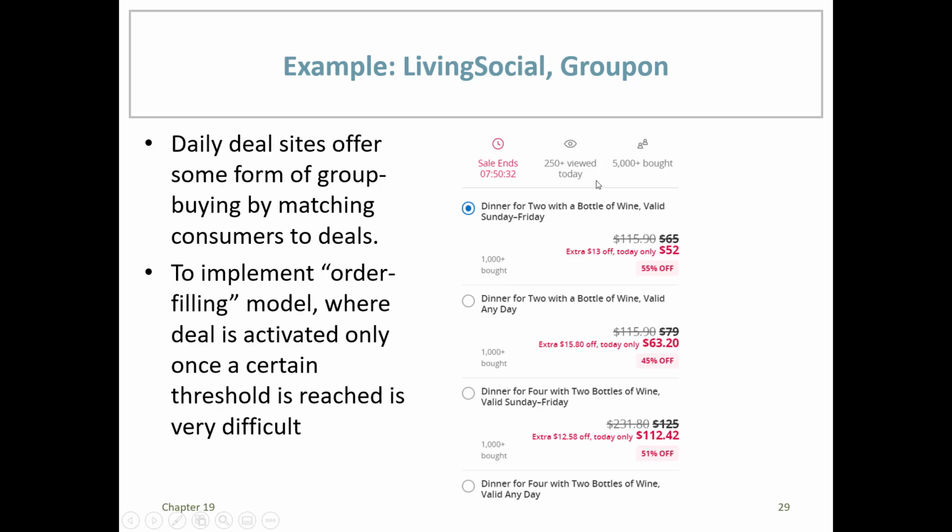And here's some examples. I got some from Living Social. And it just shows, okay, dinner with 2 bottles of wine with a local provider. Must be some local provider. Half price, $52 reduced from $115.